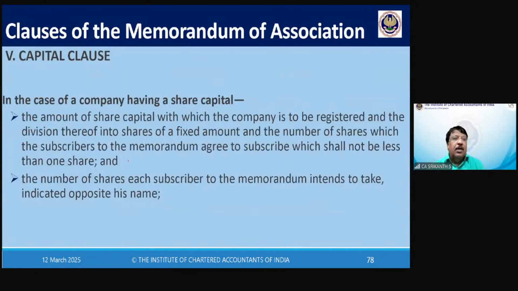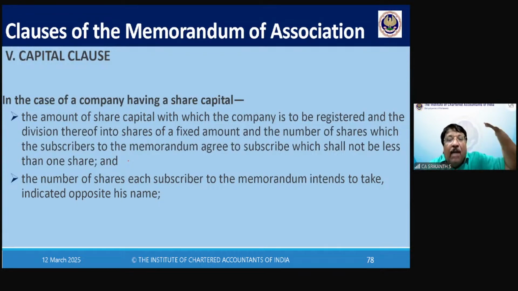Then the capital clause, the 5th clause. So name clause, situation clause, object clause, liability clause, capital clause. This is the authorized capital, the nominal capital, the amount of share capital with which the company is to be registered.